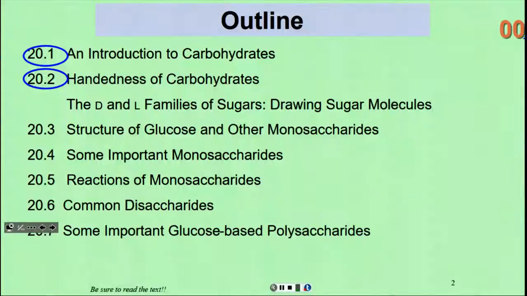Okay, time for some more conversation about carbohydrates. Who wouldn't want to talk about sugars after all, right? And so we need to continue with describing the handedness of carbohydrates. They're called D and L families, and gradually then how these things are drawn.